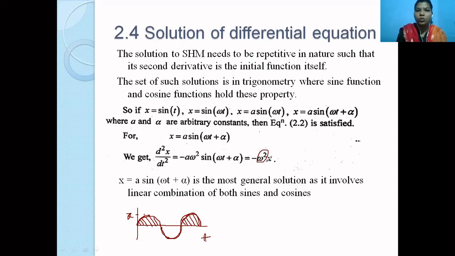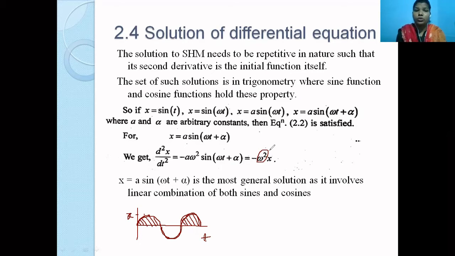the solution of the differential equation. Okay, so you might have realized by now that x is equal to a sine of omega t plus alpha, or any of these functions like x is equal to sine t, x is equal to sine of omega t, x is equal to a sine of omega t, if you take the second derivative of any of these, you will get this omega square as a constant.